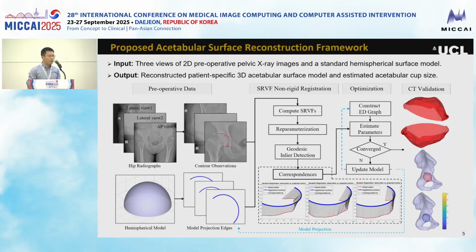This figure shows the proposed framework. As we can see, the input is 3 views of X-ray images, and also a standard hemispherical surface model. The two main modules are the square root velocity function module, which is used to calculate the correspondences between the model projection contours and the acetabular rim contours on the X-ray images, and the embedded deformation graph, which is used to manipulate the model shape.